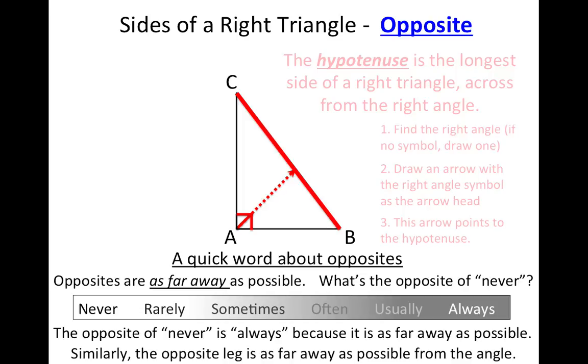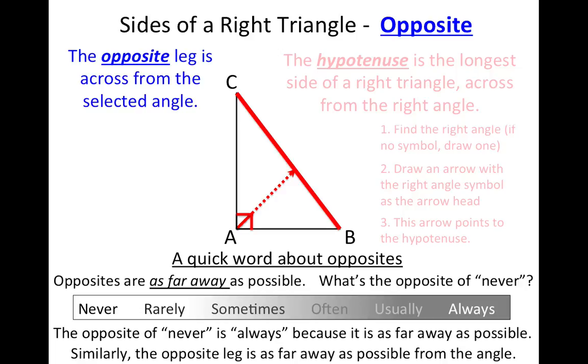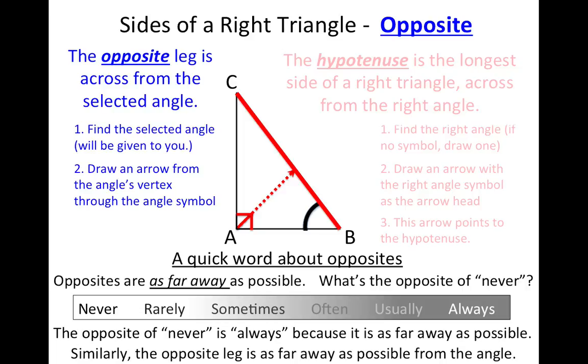Similarly, the opposite leg is as far away as possible from the angle. What does that mean? Well, let's take a look. So the opposite leg is across from the selected angle, or as far away from the selected angle as it could be. So the first thing is that you have to figure out what the selected angle is, and that'll always be given to you. In this case, we'll just call it angle B. And so there's the symbol telling us that angle B is the angle we're talking about here.